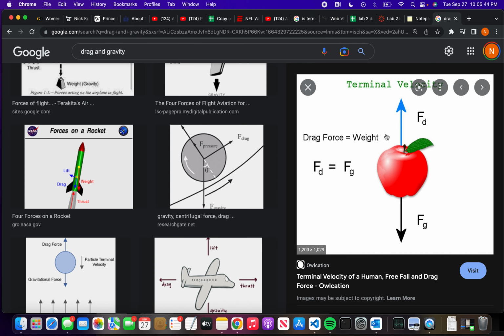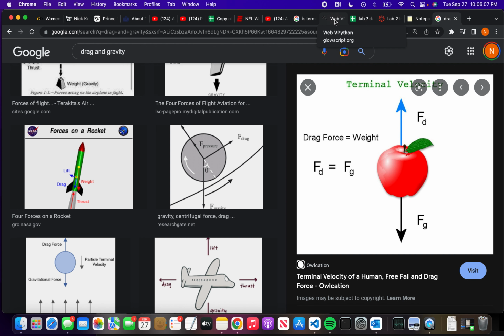In addition, we are going to be dealing with a term called terminal velocity, which involves the drag force, and the weight force, which is the force of gravity. When an object is moving downwards, the force of gravity points to the downward direction, and the drag force points to the upwards direction.